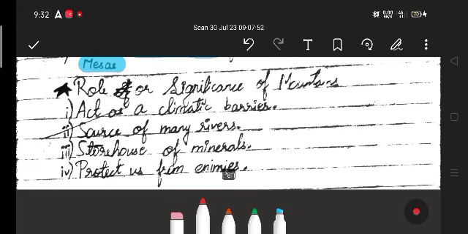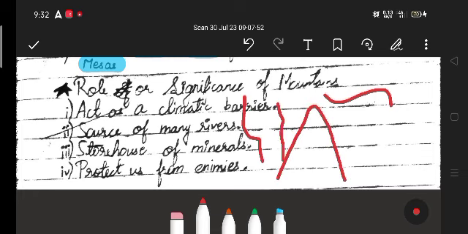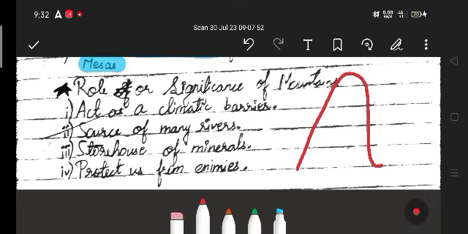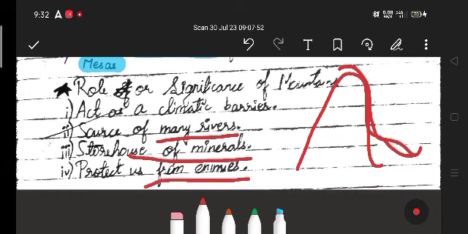Now we are going to study the role and significance of mountains. They act as a climatic barrier and they help in rain also. They are the source of many rivers. For example, our Himalayas are the source of many rivers. They are a storehouse of minerals. They protect us from enemies, like the Himalayas, which are the boundary between China and India.